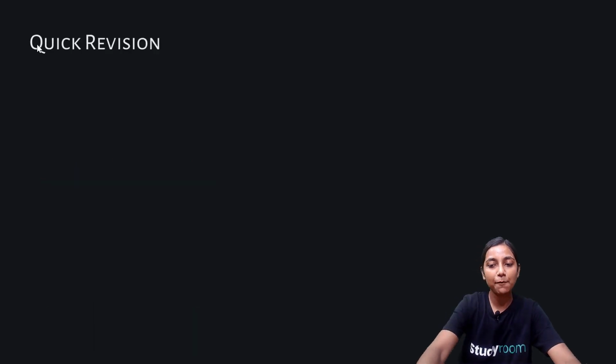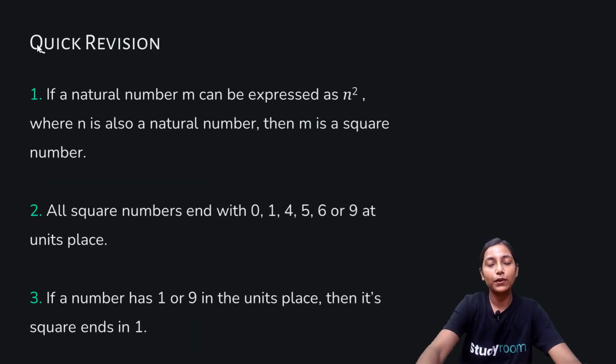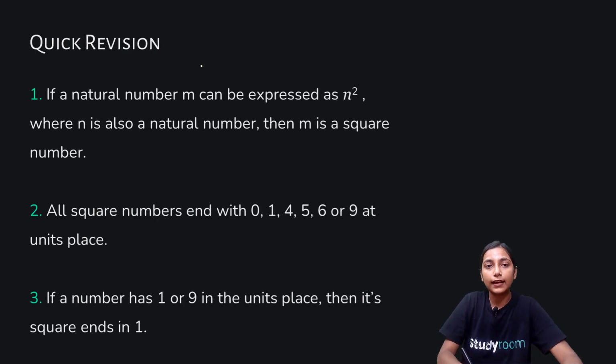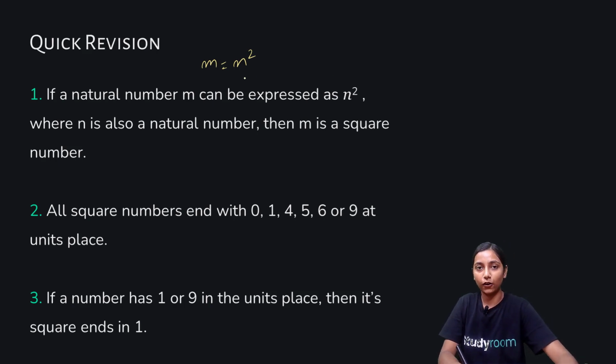Let's do the recap. So first of all, we read that if a natural number m can be expressed as n square, that is, if m equals n square, where n is also a natural number, then m is known as a square number, or we can say a perfect square. So here, if m equals n square, where both m and n are natural numbers, then m is known to be a square number.